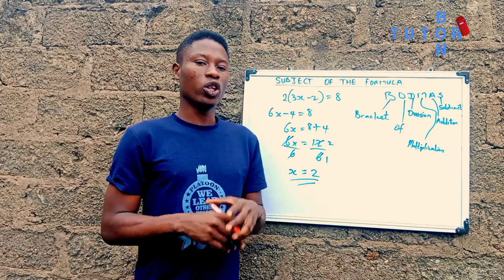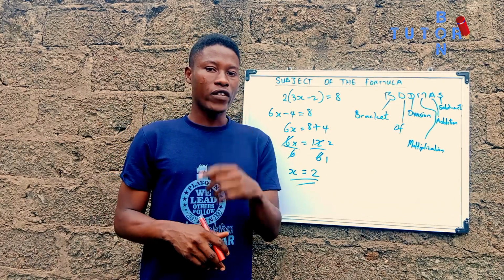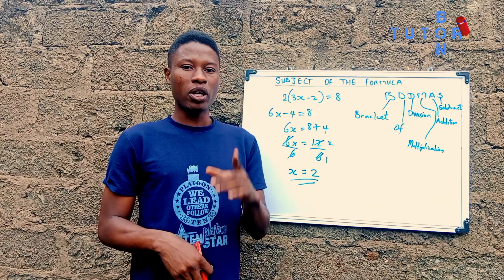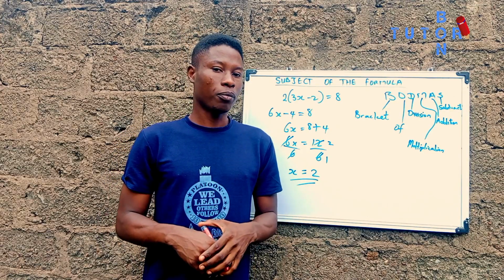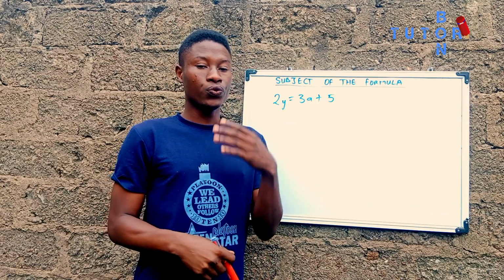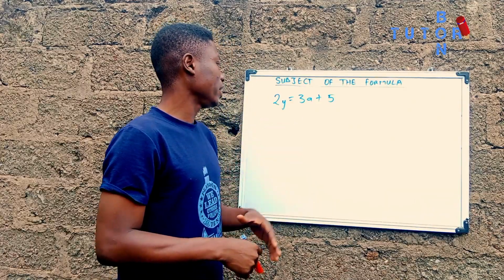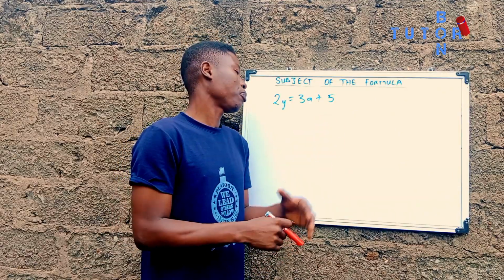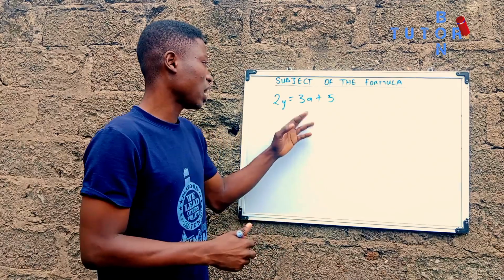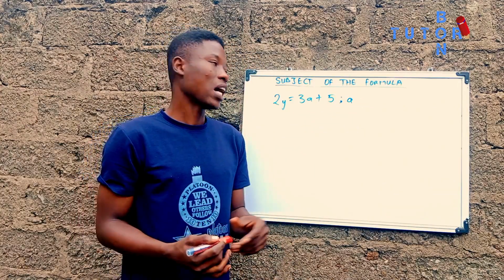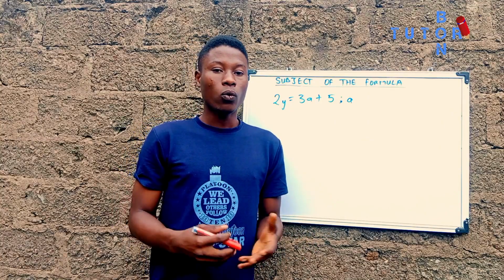Now let's move to a question that has 2 variables. That is, a question whereby we have 2 unknowns and we have to make one unknown the subject of the formula. This is another question that has 2 variables. We have 2y equals 3a plus 5. And in this type of situation, let's say we want to make our a the subject of the formula. What are we going to do?